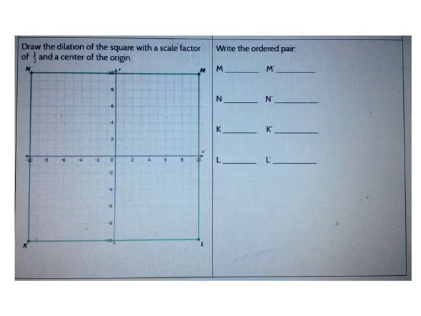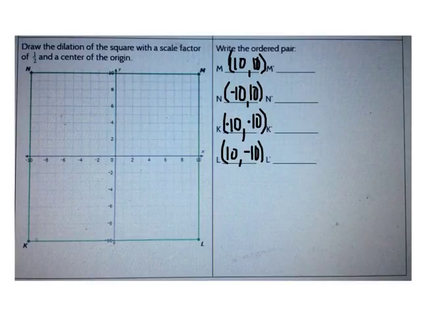Try another. Draw the dilation of the square with a scale factor of 1/2 and a center of the origin. First, find the original ordered pairs. Point M is at 10, 10. Point N is at negative 10, 10. Point K is at negative 10, negative 10. And point L is at 10, negative 10.